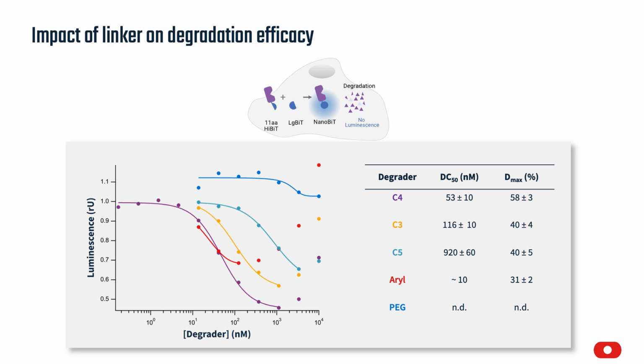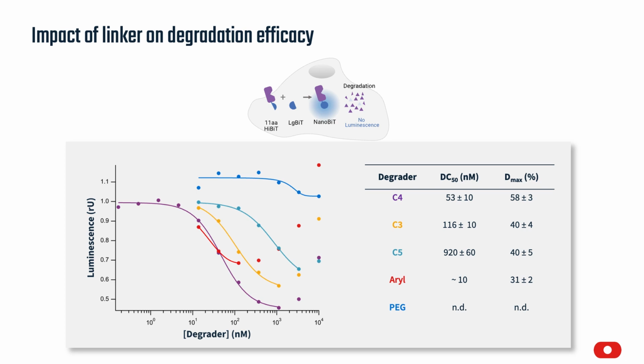Looking at the values on the right-hand side in the table, what we take away here is that the C4 degrader showed the most depletion in the assay, while C3 and C5 showed less depletion. The aryl complex, or compound, appeared to have a similar DC50 value to C4, but it did not show the same amount of degradation. And finally, the PEG complex was concluded to be inactive in vivo.